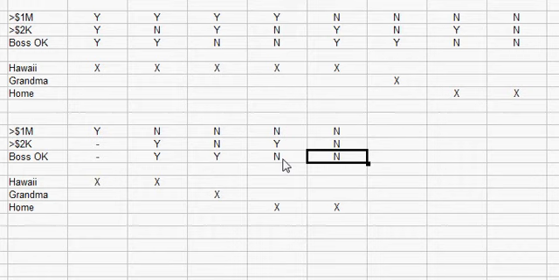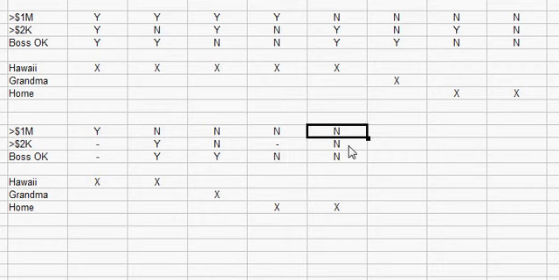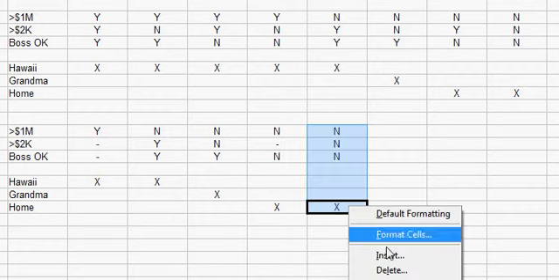We're going to work. It doesn't matter if we have over 2,000. We're still going to stay home to work if the boss says no, it's not okay. So here we can actually collapse this one a little bit more by putting our dash here, pushing enter, and deleting this column.